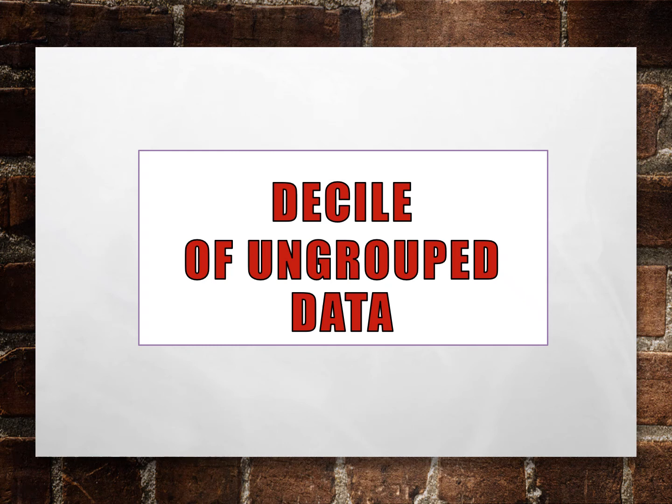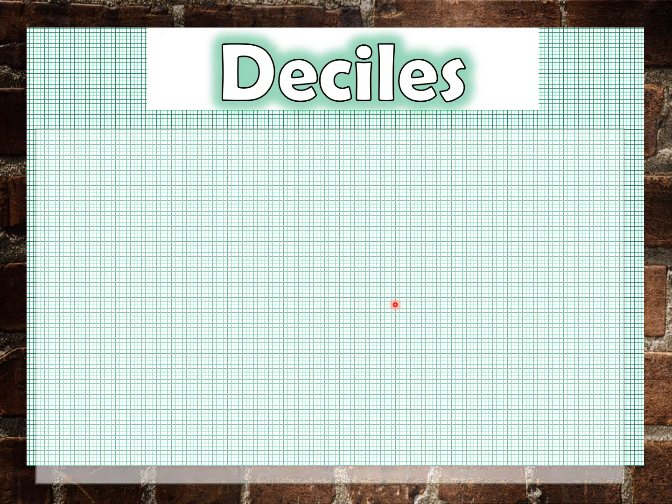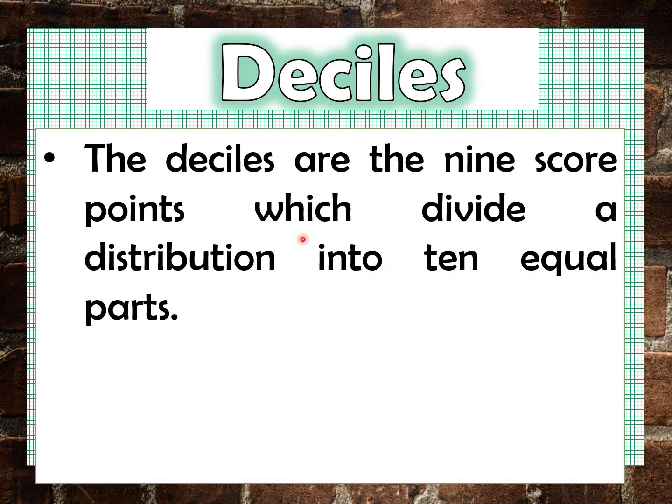In this lesson, we're going to discuss our second type of measures of position, which is the decile. But of course, for ungrouped data only. When we say deciles, these are the 9 score points which divide the distribution into 10 equal parts. So kung sa quartiles, 4 equal parts tapos 3 score points, dito naman sa deciles is 10 equal parts tapos we have 9 score points na kailangang i-identify.